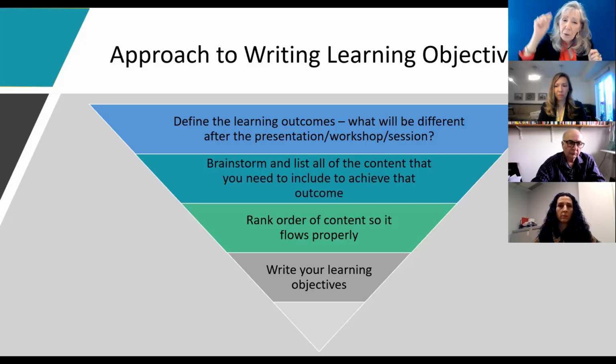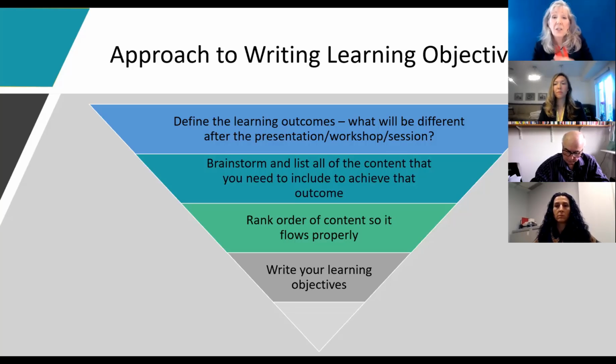And then you want to brainstorm all of the potential content or all of the topics that you're going to need to teach them in order to achieve that outcome. You then want to rank order that content so it flows properly. In the PowerPoint example, it would be very difficult to teach someone how to put a PowerPoint presentation together if they didn't know how to use PowerPoint. So you would have to start with how to use PowerPoint before you started teaching them fancy techniques. So you want to rank order that content so it flows properly.